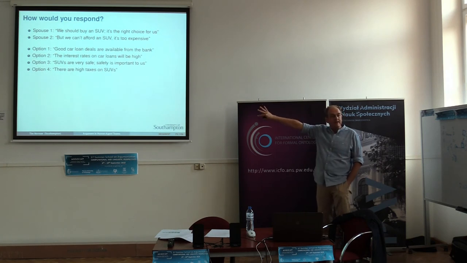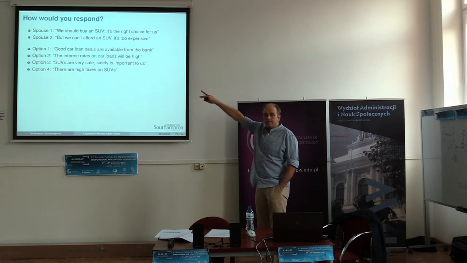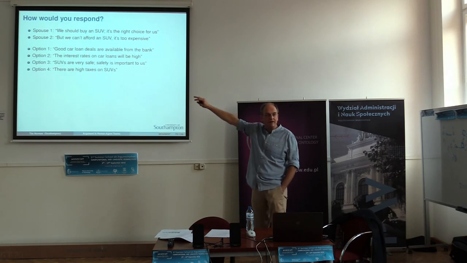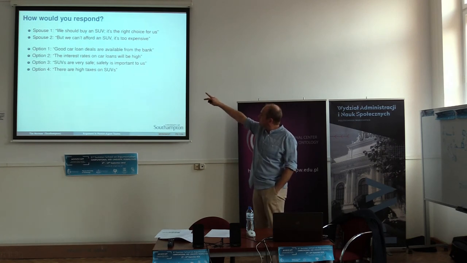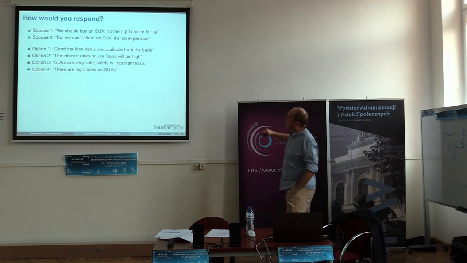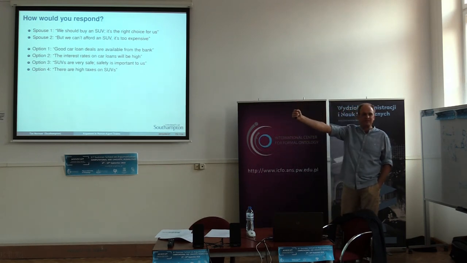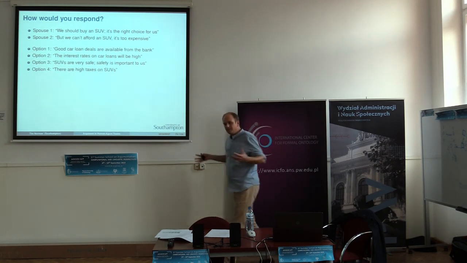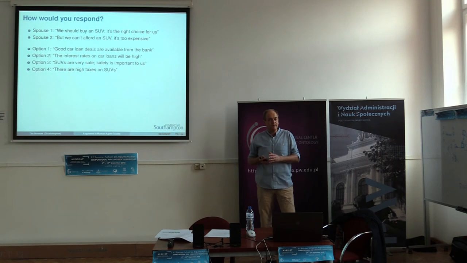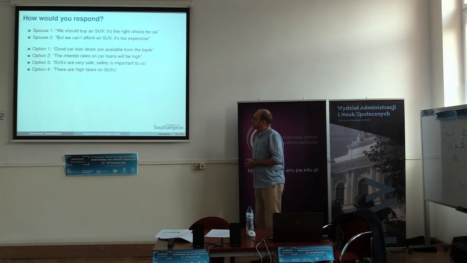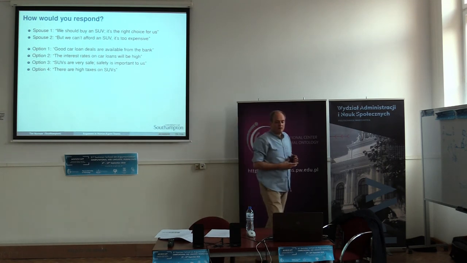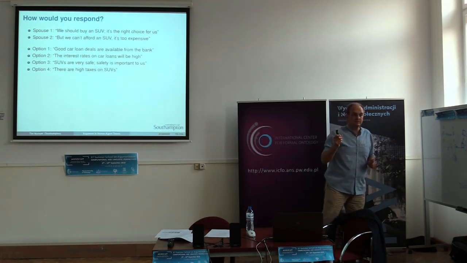And this is exactly what they gave to the participants in this study. So they said, there've been two utterances so far in this dialogue. Spouse one has said, we should buy an SUV, it's the right choice for us. Spouse two says, we can't afford an SUV, it's too expensive. And four options are offered, and the participants were asked to say which option would you choose.